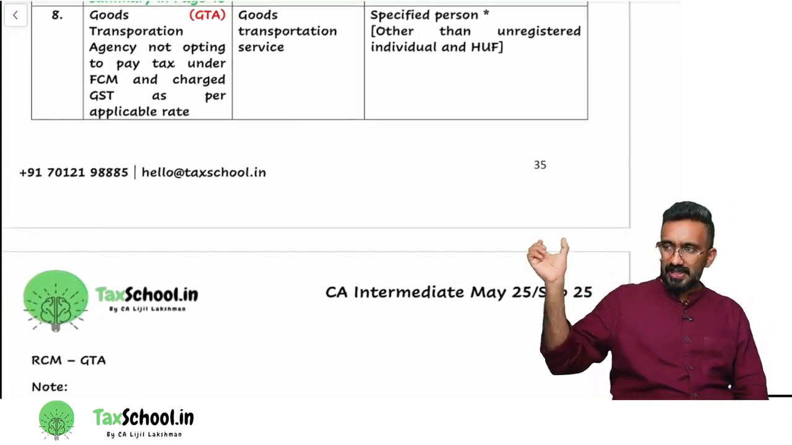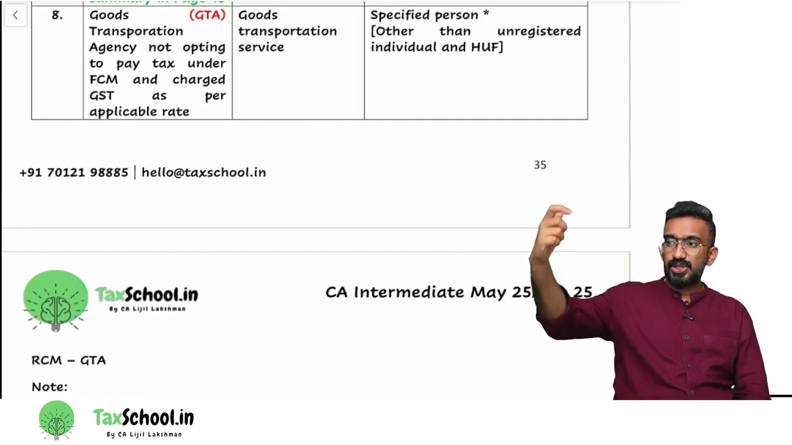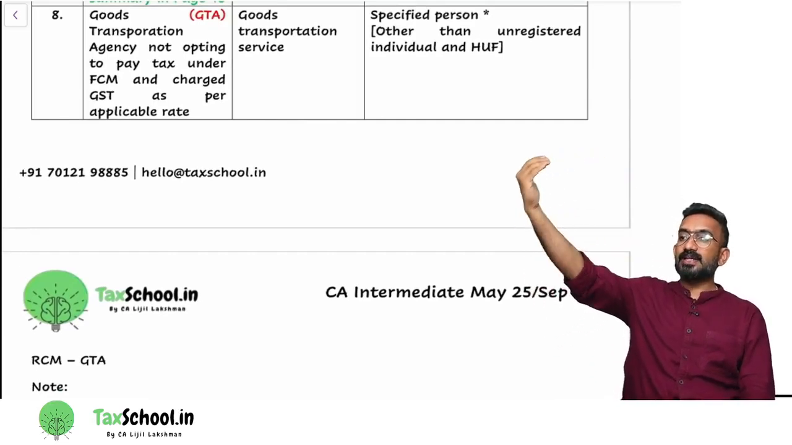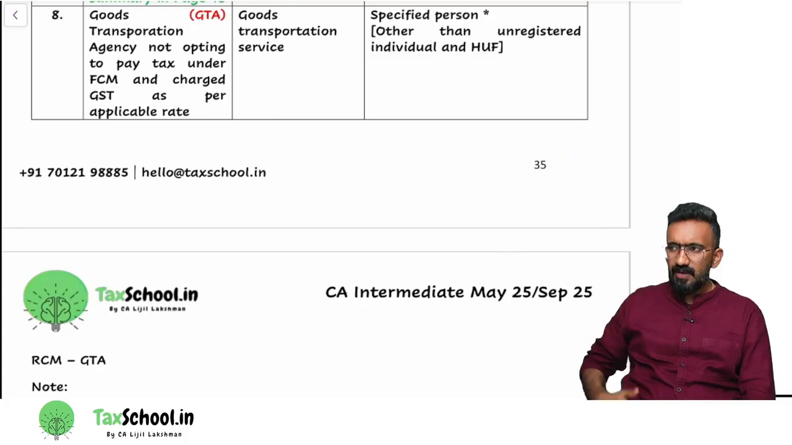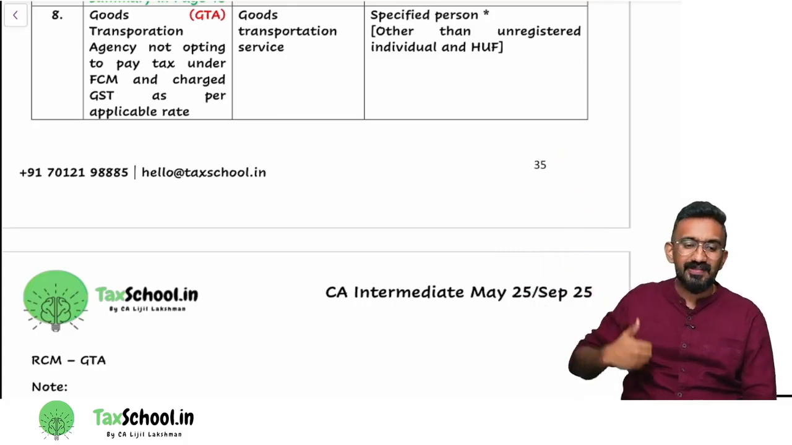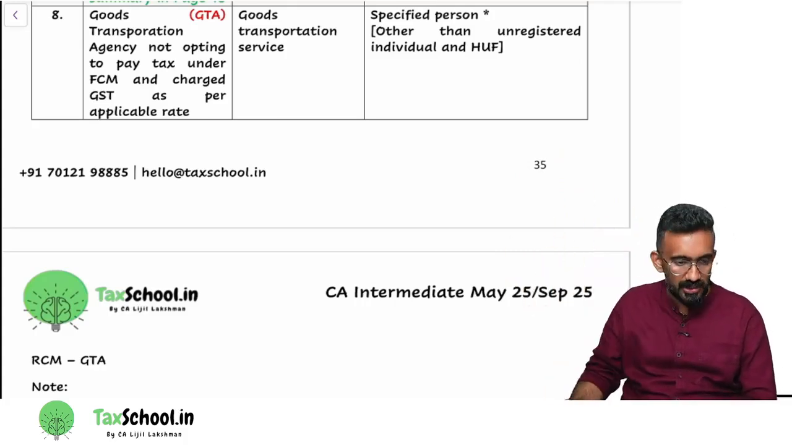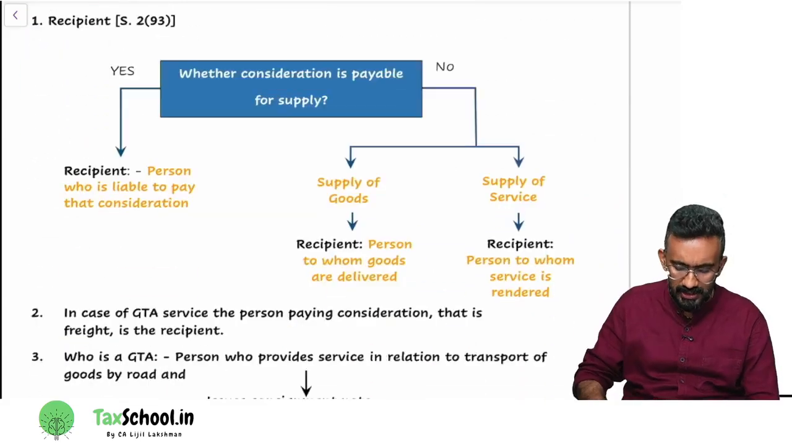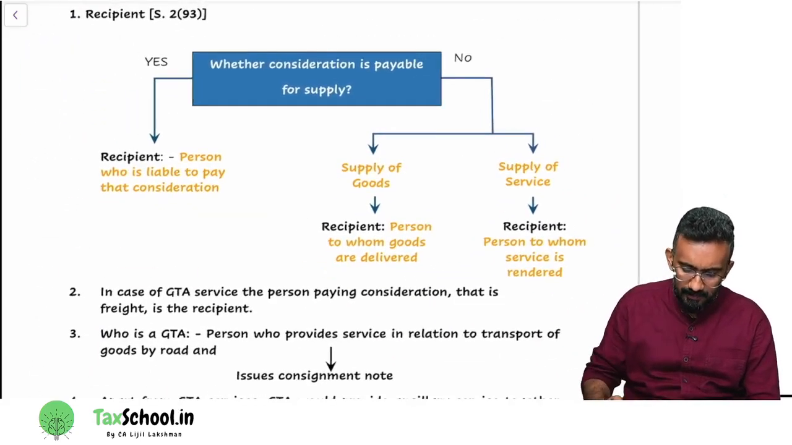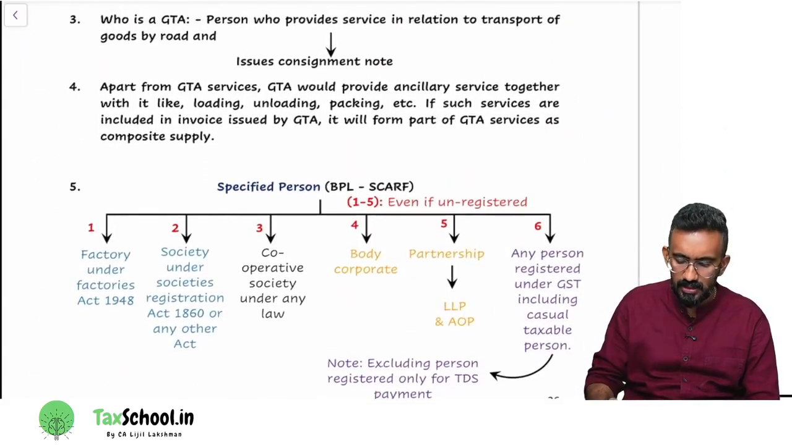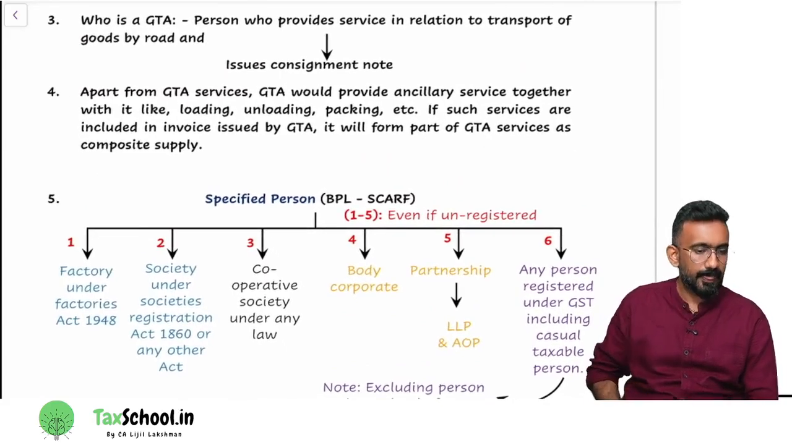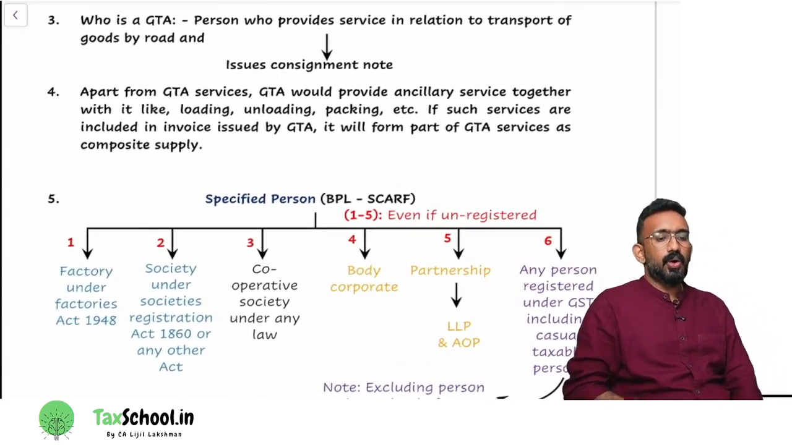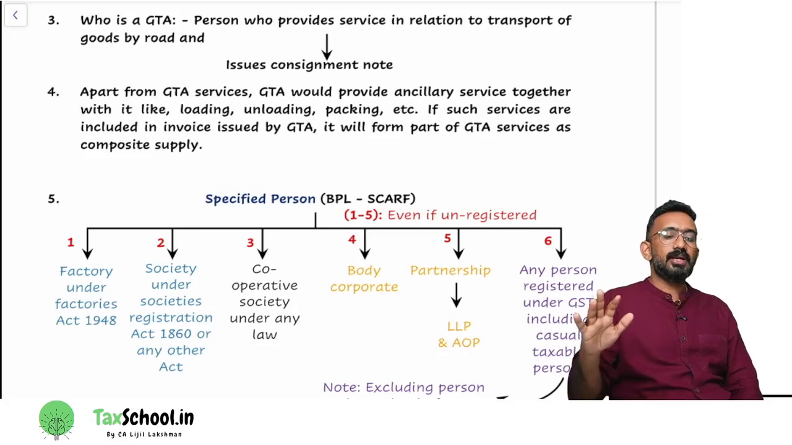The condition goes like this: a goods transportation agency not opting to pay tax under FCM, when they provide goods transportation service to a specified person, would be under RCM, which is not easy to understand. First, we will understand who is a GTA. Whether all transportation by road will be considered to be GTA?